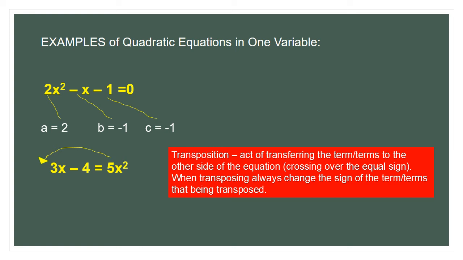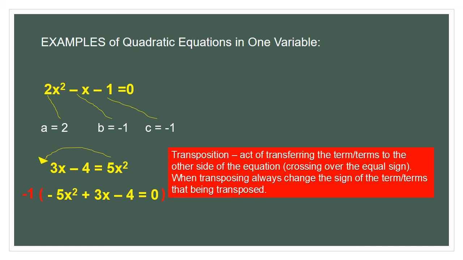When transposing, always change the sign of the term or terms that being transposed. Okay, so sundan ninyo ito. So, nilipat or transpose yung positive 5x squared and then it will become negative 5x squared. Kopyahin yung mga terms. So, plus 3x minus 4 equals 0. So, hindi natin pwedeng tanggapin ang negative na first term or ang ating leading coefficient. So, ang gagawin natin is, we're going to multiply the equation by negative 1.